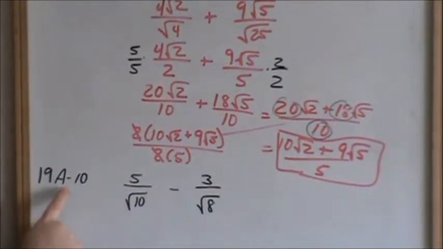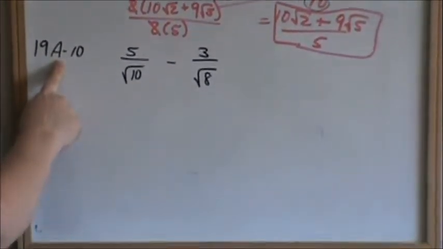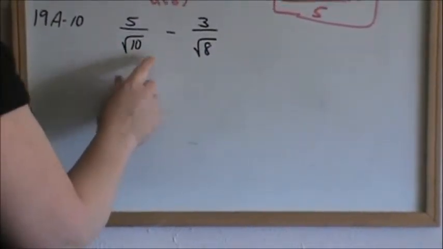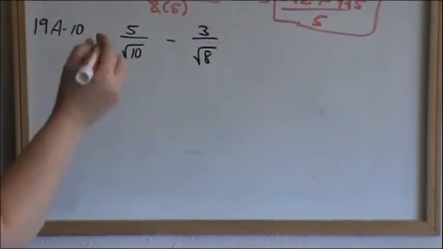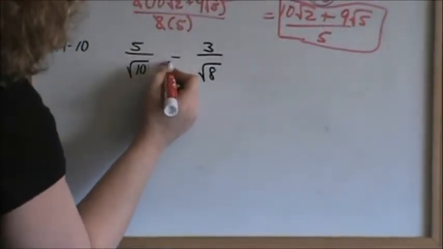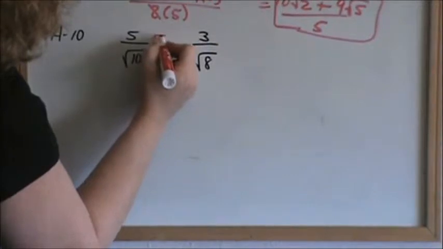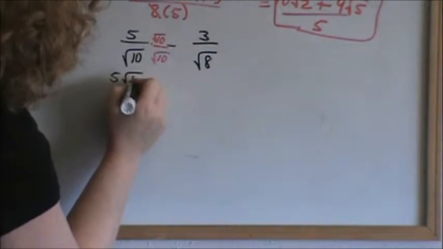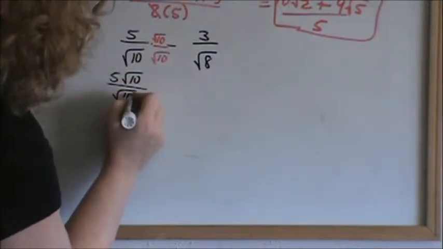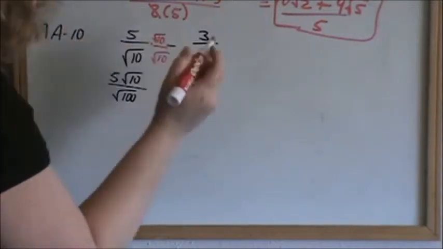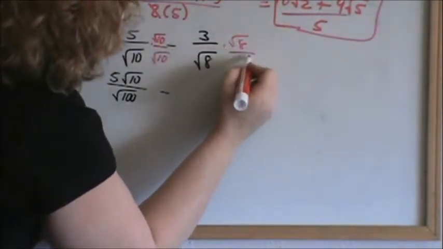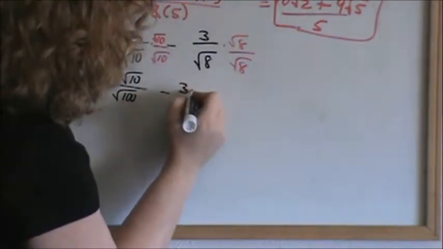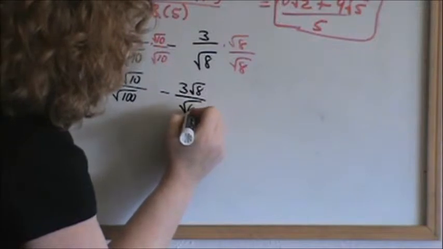Let's go to 19A, number 10. Same steps. You're going to do the same steps every time. The first step is getting rid of the radical in the denominator. So I have to multiply this by square root of 10. So now my new fraction will be 5 square root of 10 over square root of 100. My second fraction, I'd have to multiply it by square root of 8, both the numerator and denominator. So my new fraction is now 3 square root of 8 over square root of 64.